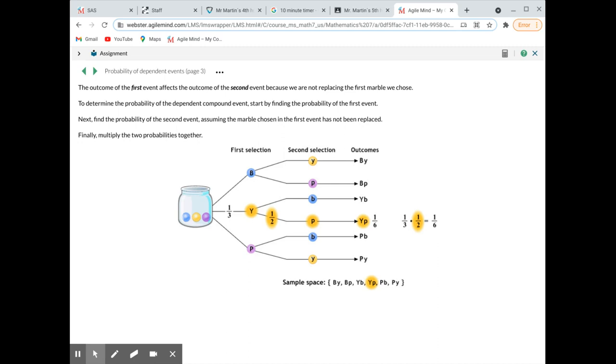All right. So in independent compound events and dependent compound events, what operation do we have to do to find out what our probability of the compound event will be? Multiplication. Do y'all agree? Yes. Yes. Yes. Great job.